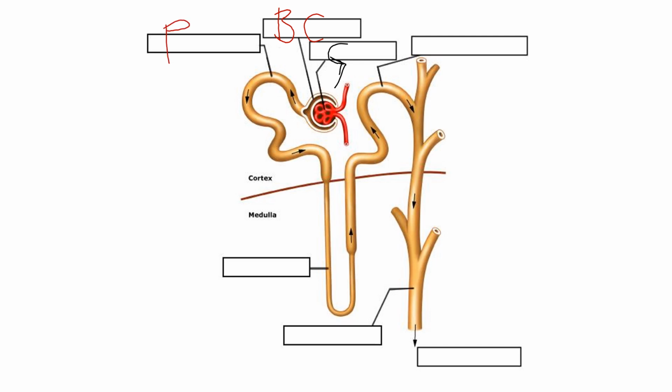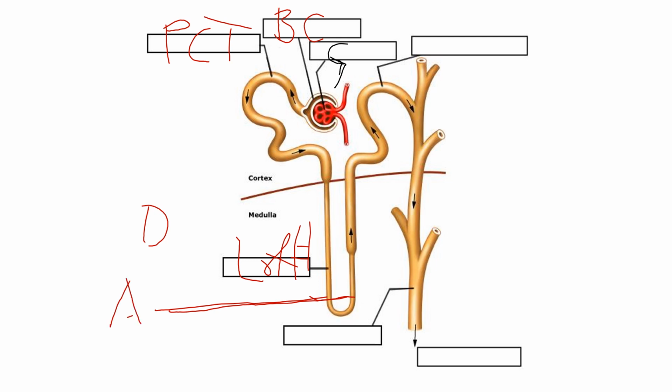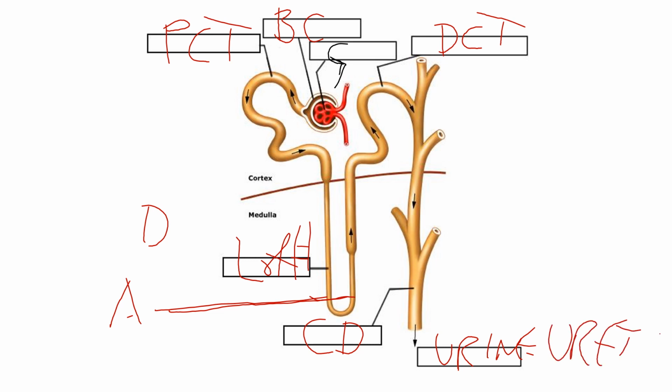This one would be the proximal convoluted tubule. It's proximal to the glomerulus, it's a bit closer. This is the loop of Henle, and this particular part is the descending limb, and then that bit over there would be the ascending limb. Then we go into the distal convoluted tubule, then we go into the collecting duct, and then this would be the urine to the ureter. And then eventually, obviously, they'll drain into the bladder. Okay, so hopefully you got all of those right.